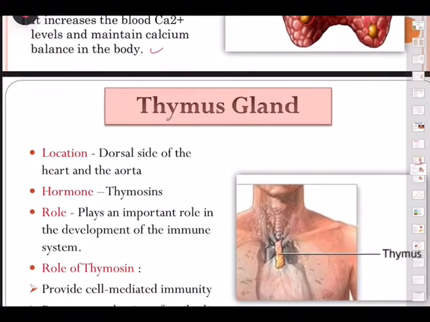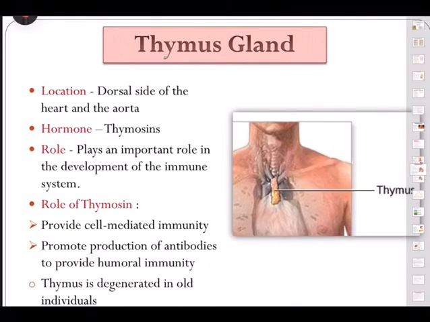And now we go to another important gland present in the neck, the thymus gland. This is very, very important. It is also present in the neck region. Location: dorsal side of the heart and aorta, almost in the chest cavity. The hormone thymosin is secreted. What is the important role that it plays? It plays an important role in the development of the immune system.